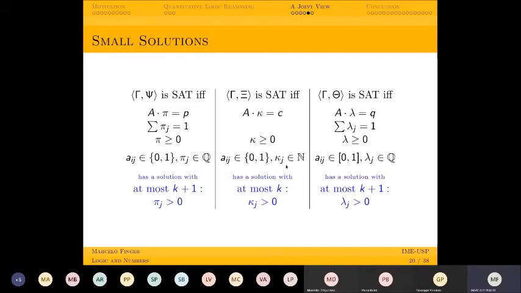What do you mean by small? I mean that I only give a non-zero probability to at most k plus one elements. So if there is a solution, there is a solution that only gives probability to a small number. So if I have k probability restrictions, I can give non-zero probability to at most k plus 1. Why plus 1? Because I have this equation here that tells me that they all add up to 1. So this forces the plus 1 there.